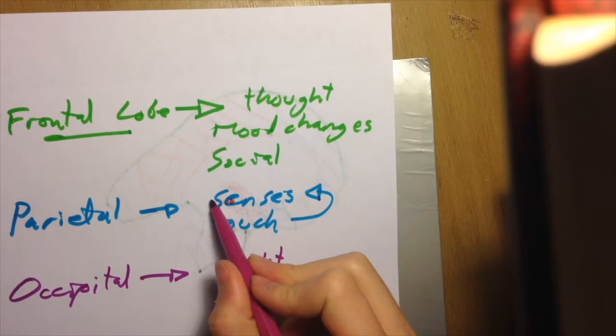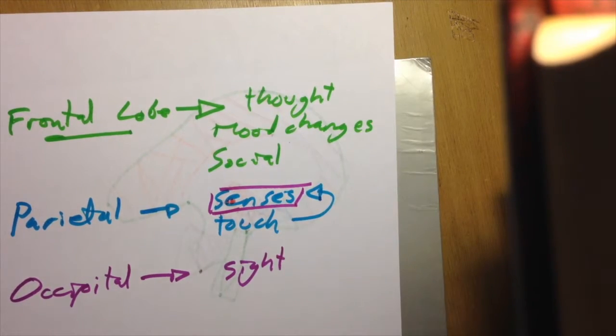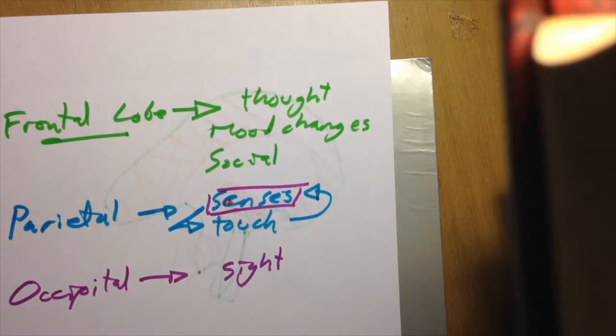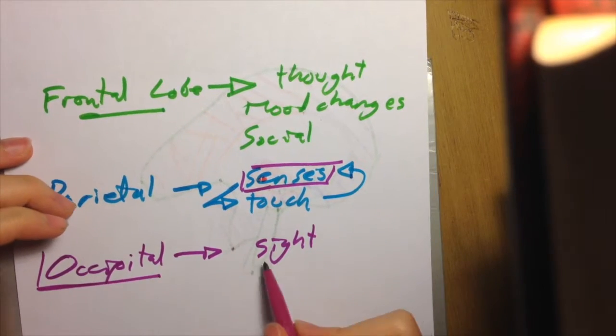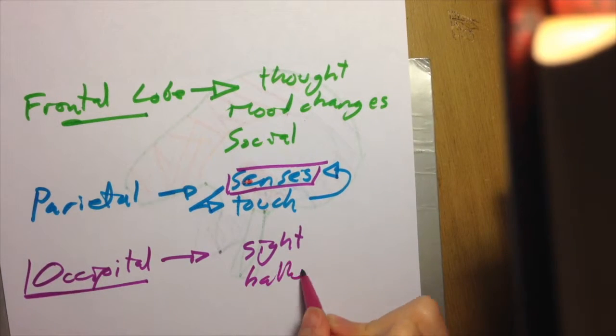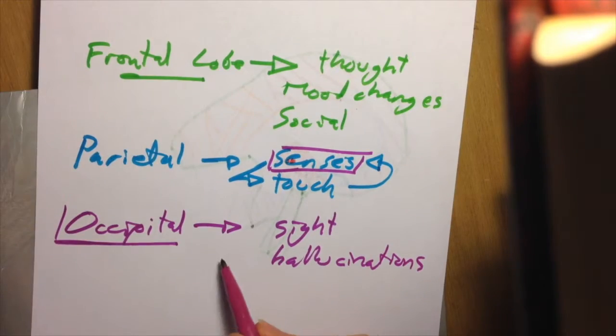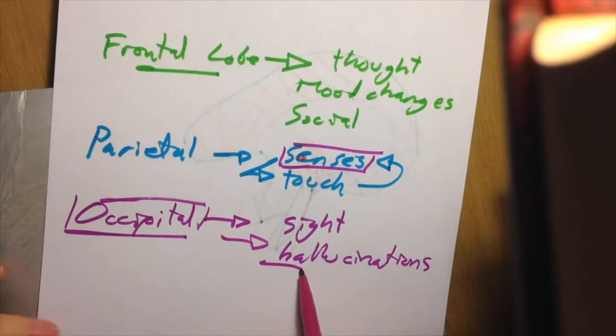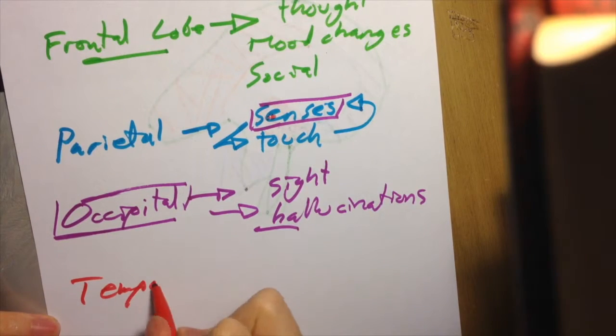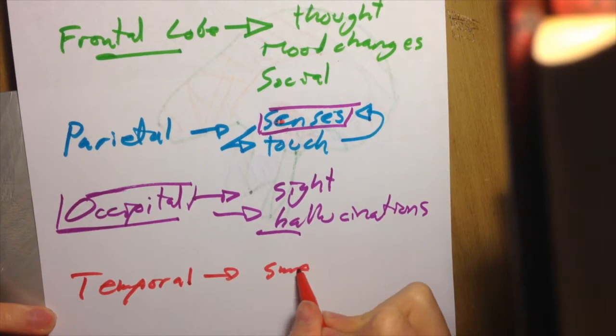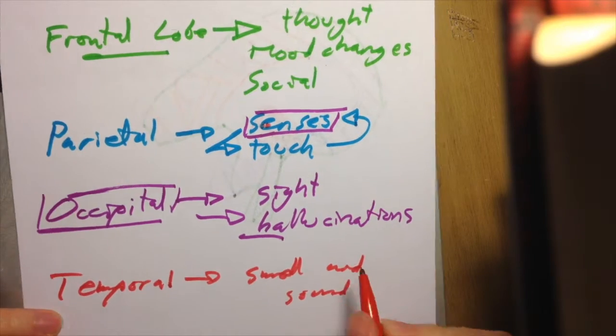So the parietal lobe has something to do with senses, but not all of them. It is more related to touch. Damage in the occipital region of the brain can produce hallucinations. The temporal lobe is related to smell and sound.